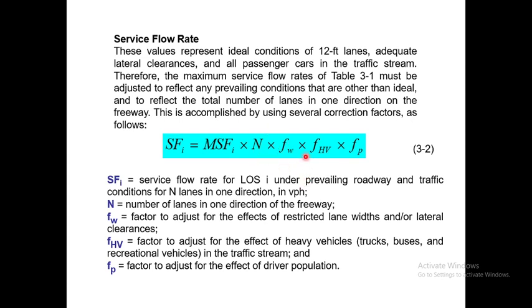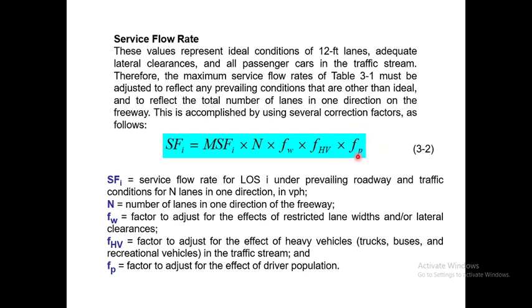The lane width is 11. So it means that the lane width is less than the ideal condition. So we have to find out the factor when the lane width is 11 or 10 or 9, which are less than the ideal one, which was 12. So we have to consider this factor to reduce the maximum service flow, right? The other one is the factor for heavy vehicle, okay? This HV stands for heavy vehicle. And the last one is population.